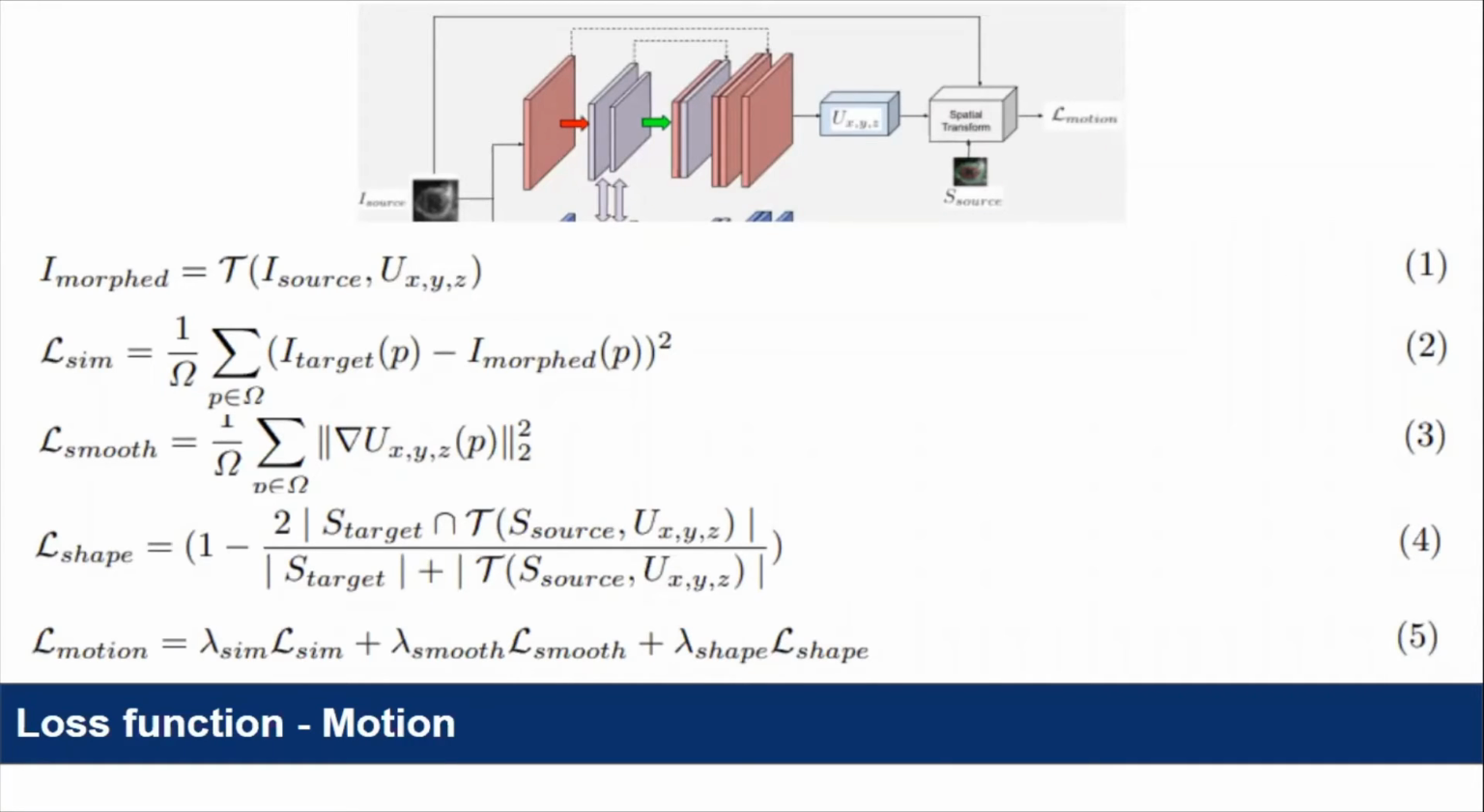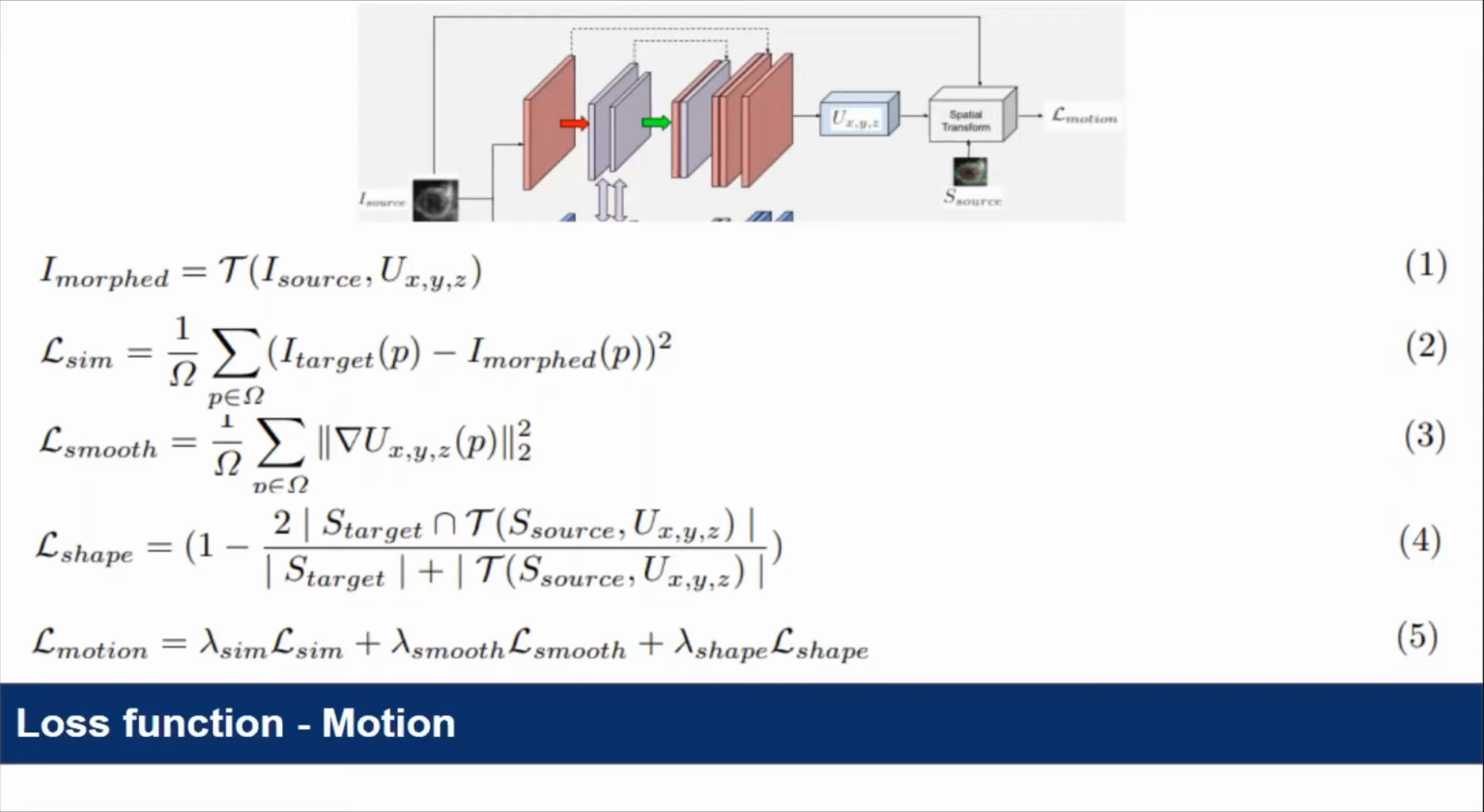To focus a bit more on the motion branch, the motion branch is trained in an unsupervised manner, mainly because real ground truth dense displacement fields are extremely difficult to obtain in actual clinical images. Now, how this works is, if you recall from the previous slide, the input was a pair of 3D volumetric images, and the goal is to estimate a displacement field that maps them. Well, the network itself outputs a displacement field.